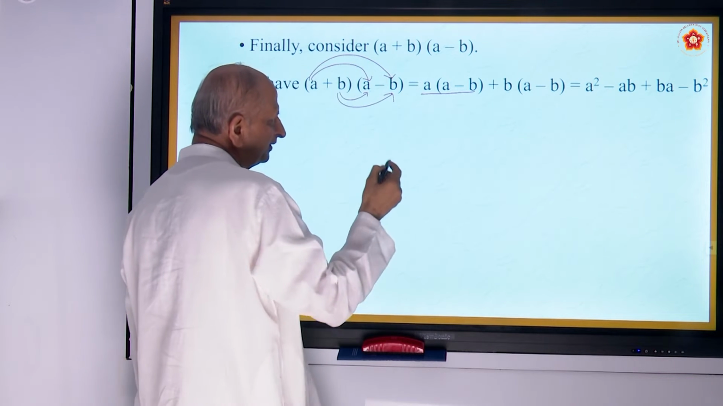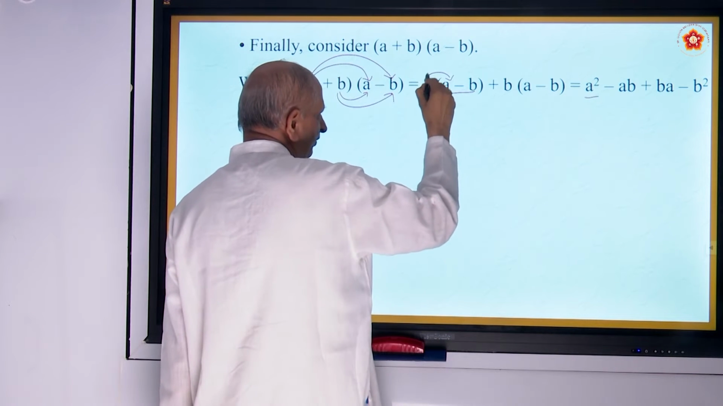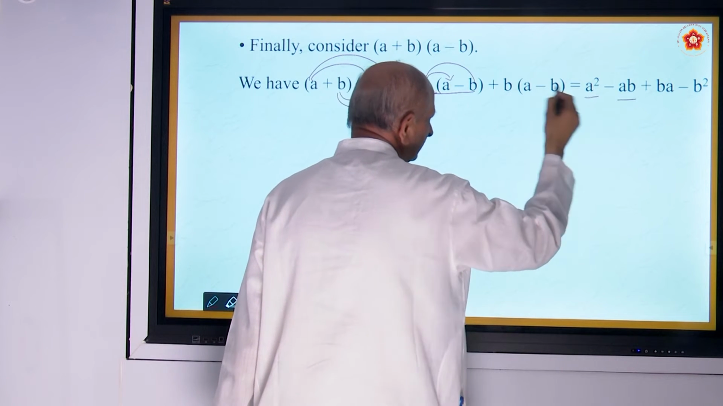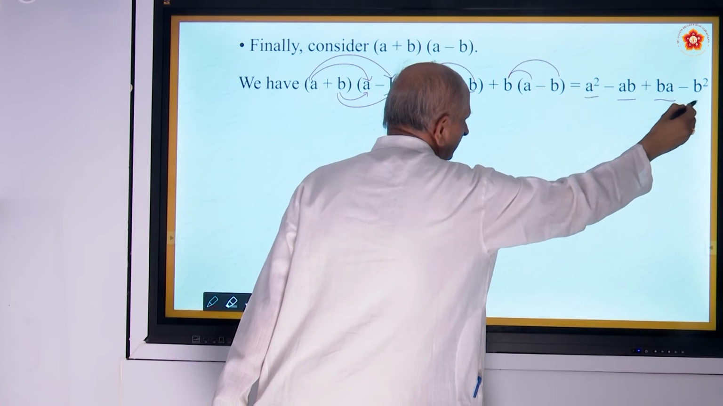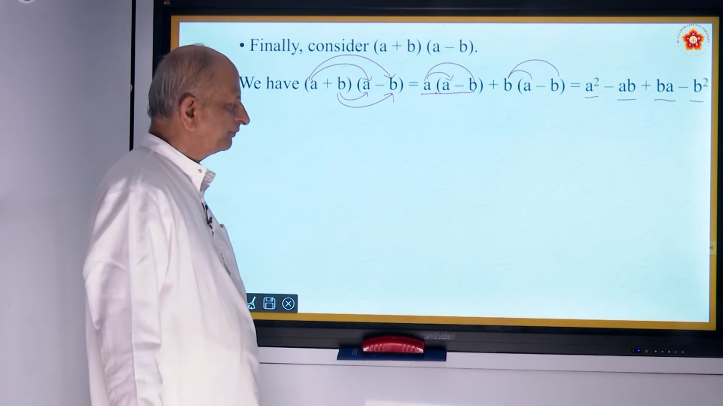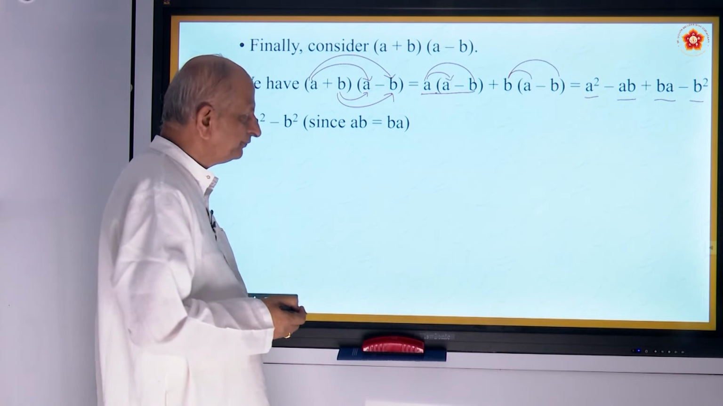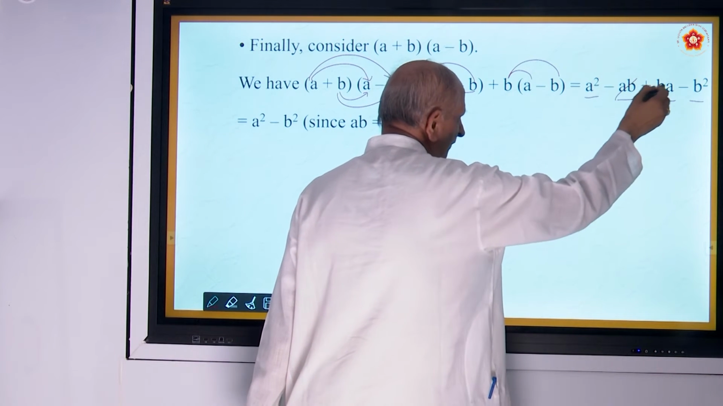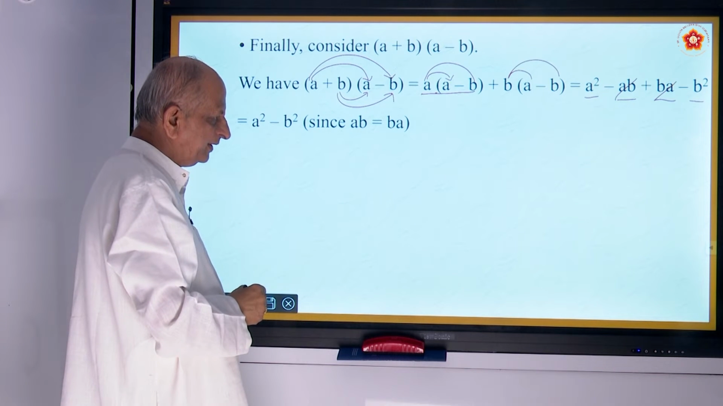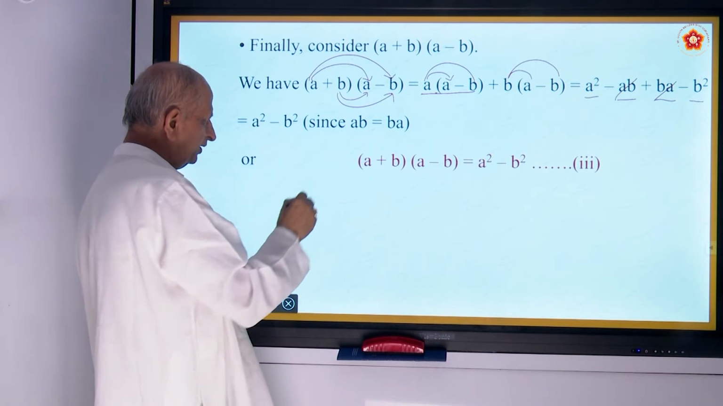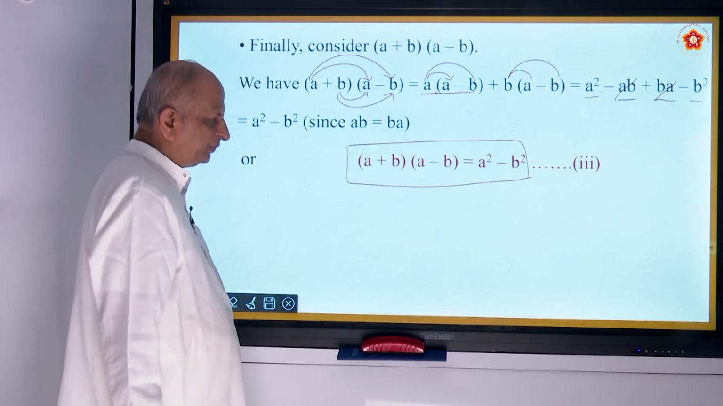So if you remove the bracket, A into A becomes A square. Then A into B becomes minus AB. B into A becomes plus BA. B into minus B becomes minus B square. Understood? As AB and BA are the same, you can cancel them because they are of opposite signs. So you have a beautiful formula, A squared minus B square. A very important identity: A plus B into A minus B is equal to A squared minus B square.